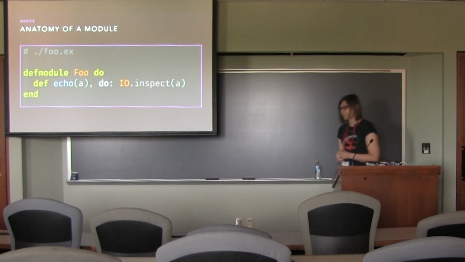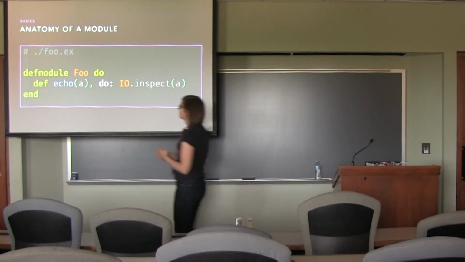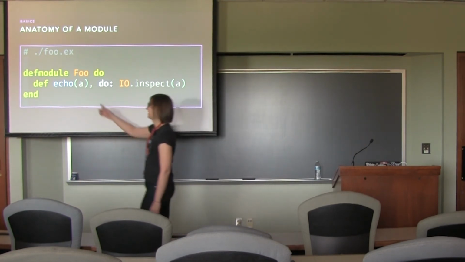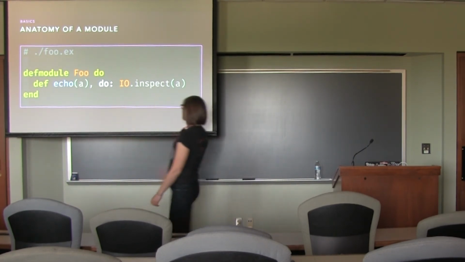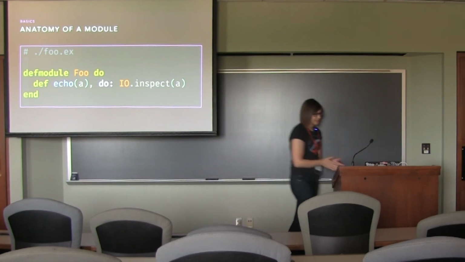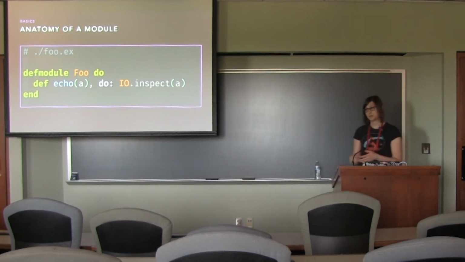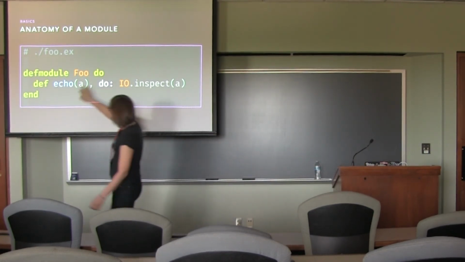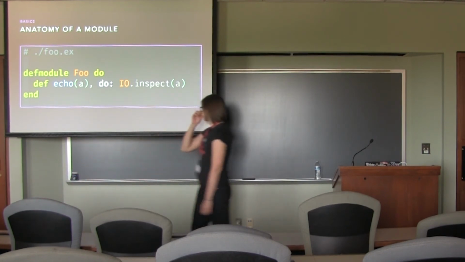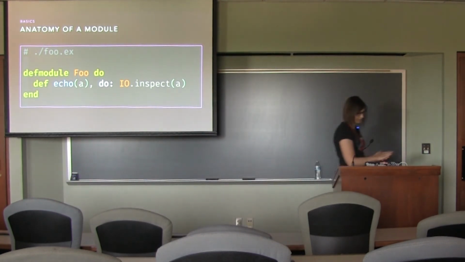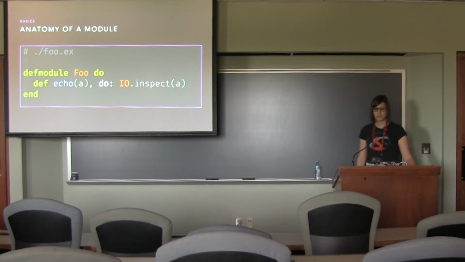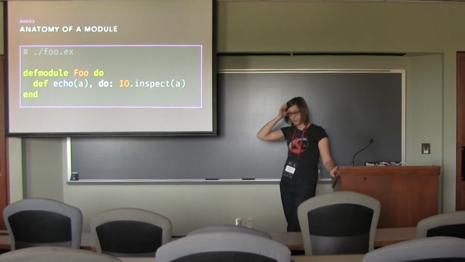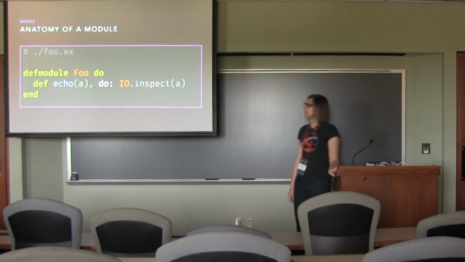Open up a text editor, create a file called foo.ex. It doesn't have to be foo, it could be anything. Just to say it doesn't have to be the same as the module. And type this in. defmodule is how you define a module. And this is a pattern you'll see all over the place, is def something, and then this do block. So we're defining a function echo, and we're just going to have it IO.inspect, which means take whatever kind of thing this is, turn it into a string, and print it out to the console.